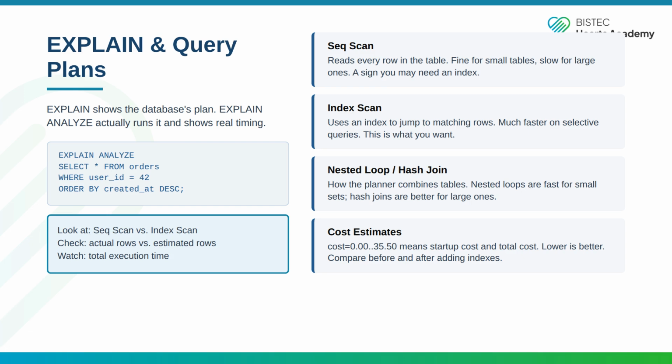For joins, the planner uses a nested loop, hash join, or merge join. Nested loops are fast when the inner set is small. Hash joins build a hash table in memory, which is great for larger sets. Merge joins work on pre-sorted data.